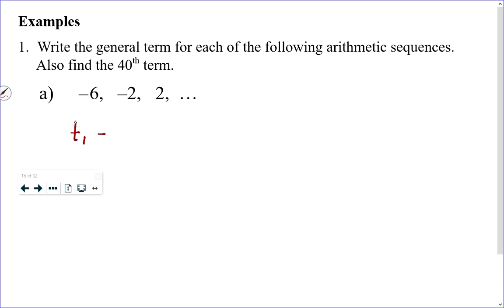The first term here is negative 6. The common difference is 4. I'll give everybody a minute here to confirm that the common difference is 4 and to make sure you know how I'm getting a common difference of 4.